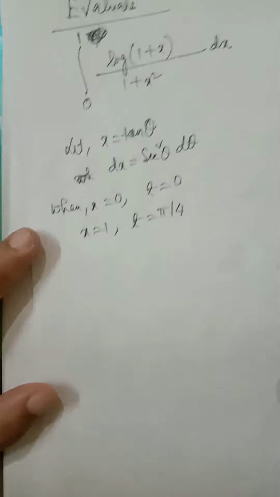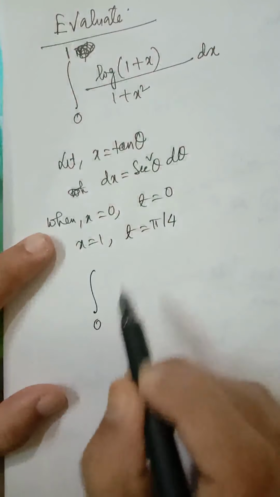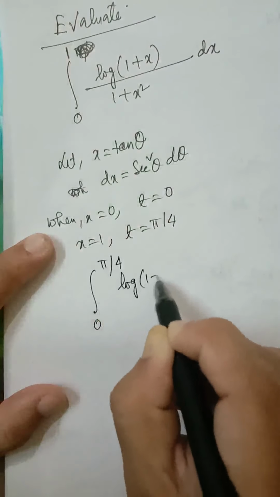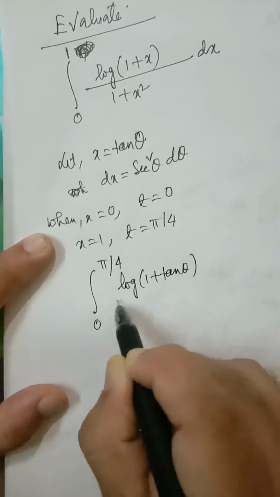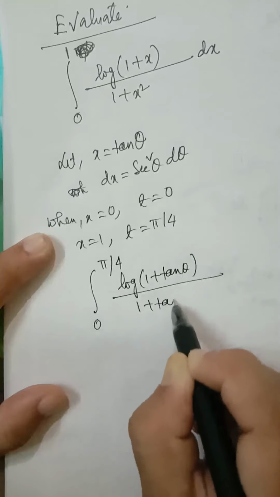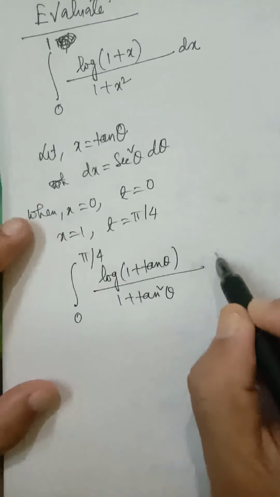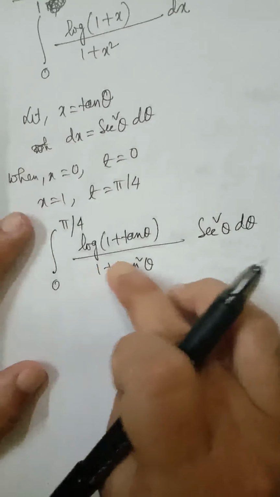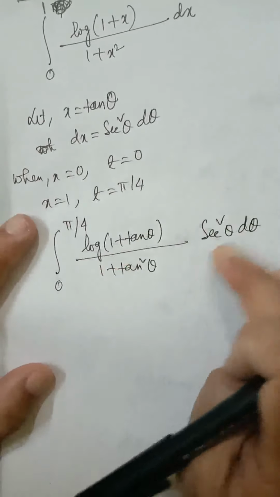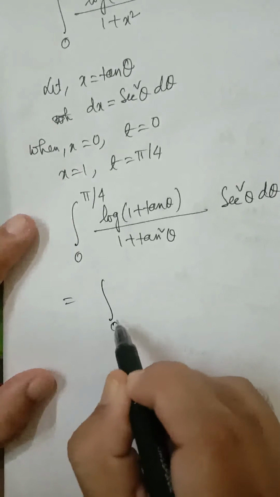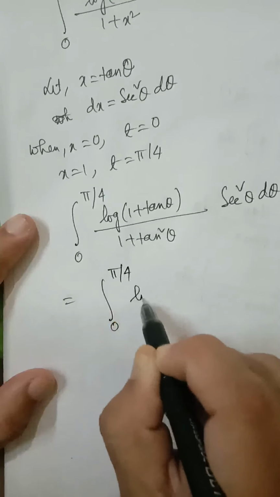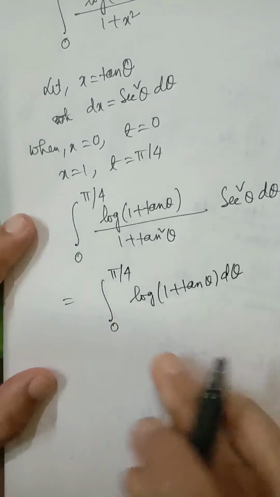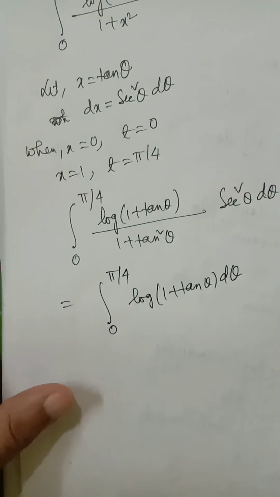If we put x equal to tan theta, this integral will change to 0 to pi by 4 log of 1 plus tan theta by 1 plus tan square theta, and dx is sec square theta d theta. 1 plus tan square is sec square, so this sec square will get cancelled, and we will be left with 0 to pi by 4 log of 1 plus tan theta d theta.